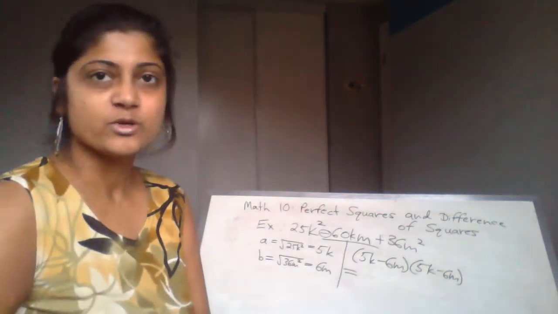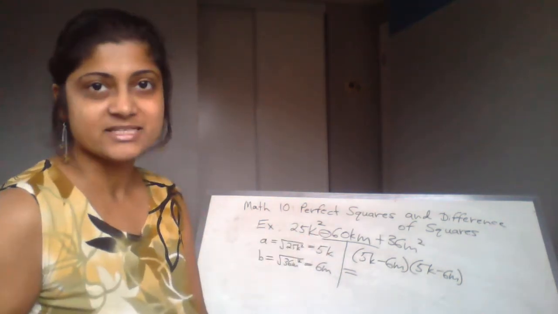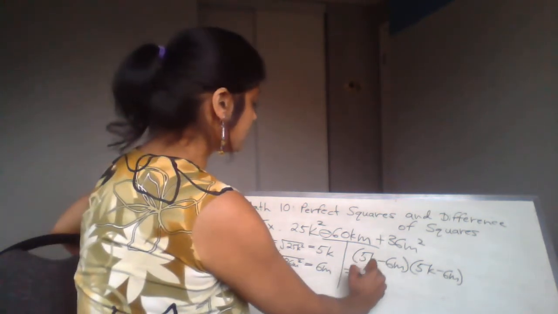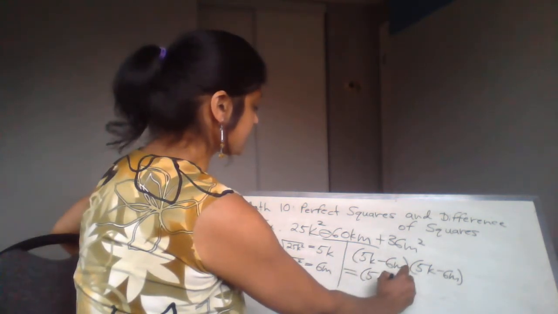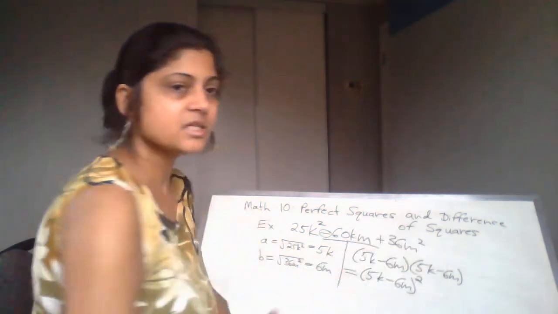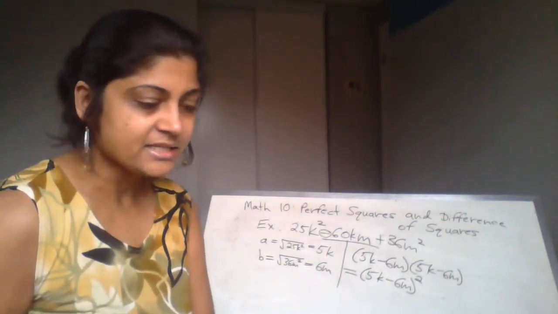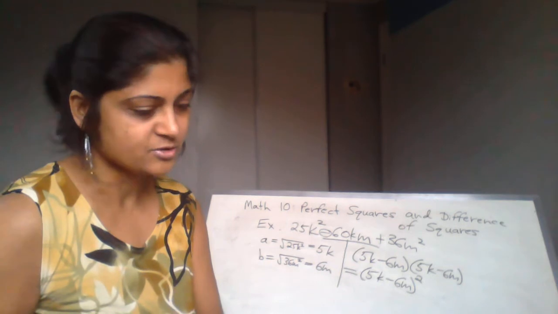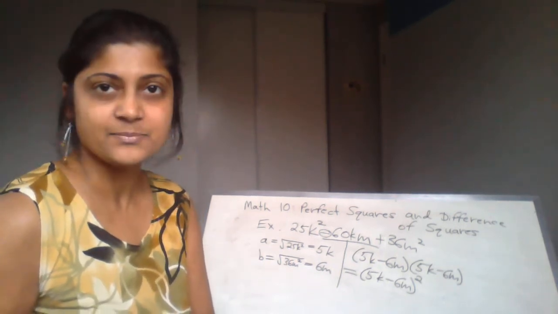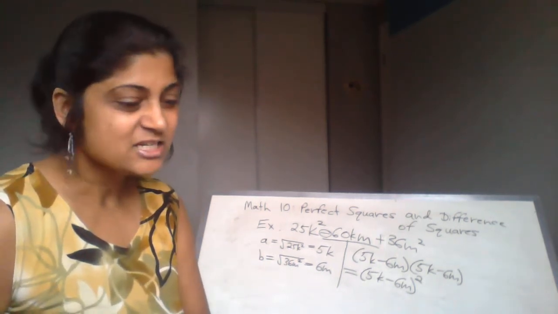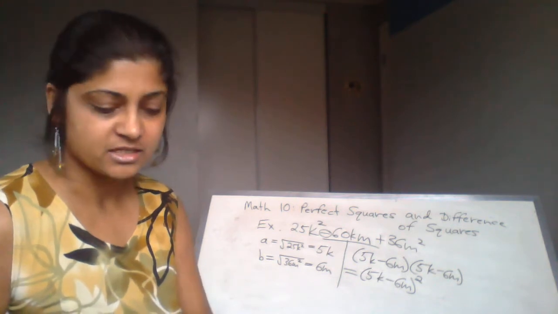Okay, and again, the reason we're using the negative sign this time is because the first sign in the equation is negative. I can also write that as 5k minus 6m, whole squared. And this is how you'll write your final answer: 5k minus 6m, whole squared. So this is basically just the perfect square trinomials.